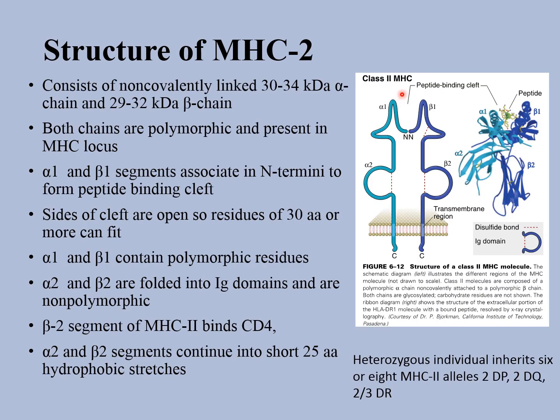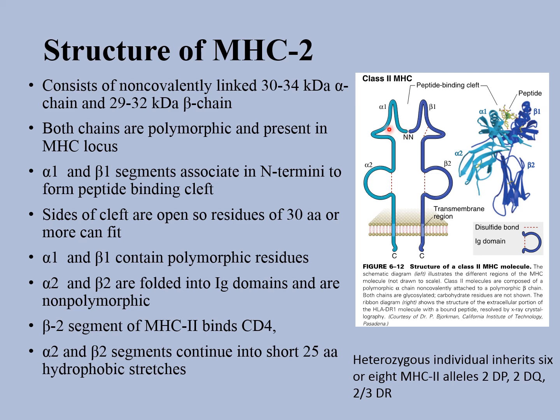The MHC2 molecule is composed of an alpha chain and a beta chain which are non-covalently linked to each other by means of a disulfide bond. Both chains are polymorphic and are coded by the MHC locus. The alpha 1 and beta 1 segments associate at the N-terminus to form the peptide binding cleft. As the sides of this cleft are open, peptides of about 30 amino acids or more can fit, providing more space than that provided by the MHC1 molecule.